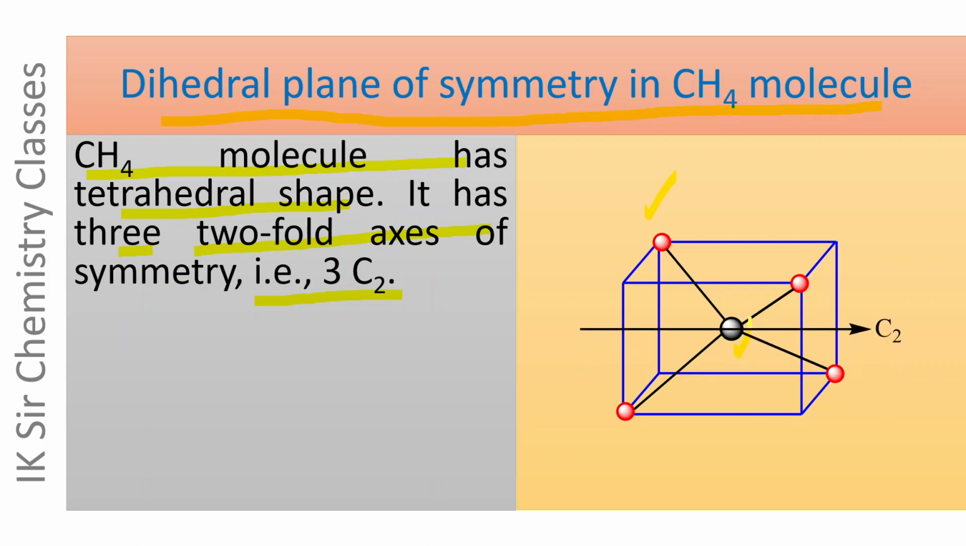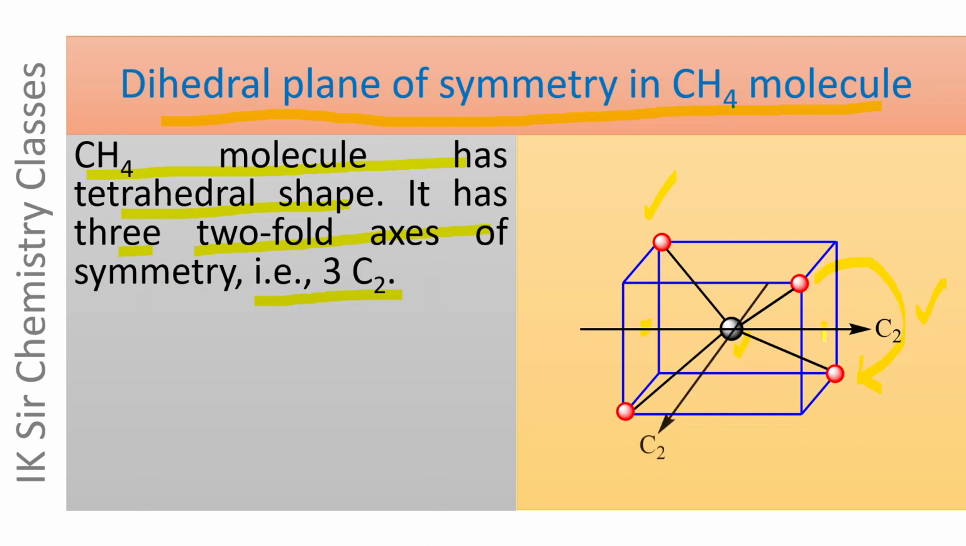This is the C2 axis of symmetry for the CH4 molecule. The rotation of the CH4 molecule about this axis by 180 degrees produces an indistinguishable orientation, and hence this is C2. It passes through the centers of these two opposite faces of the cube.